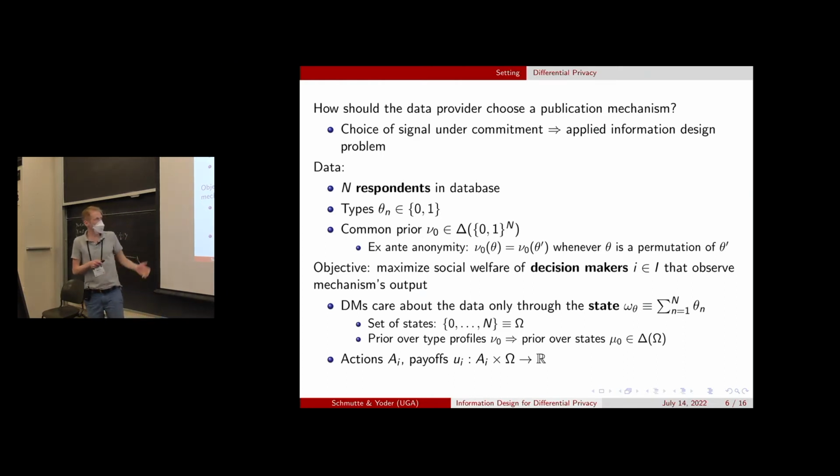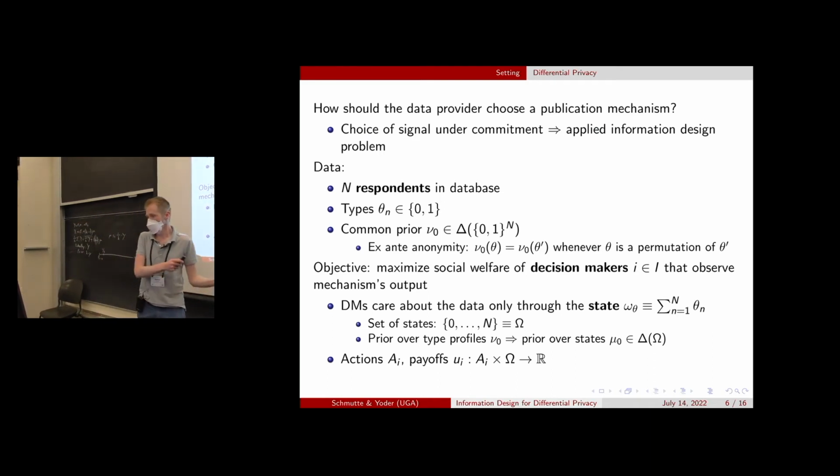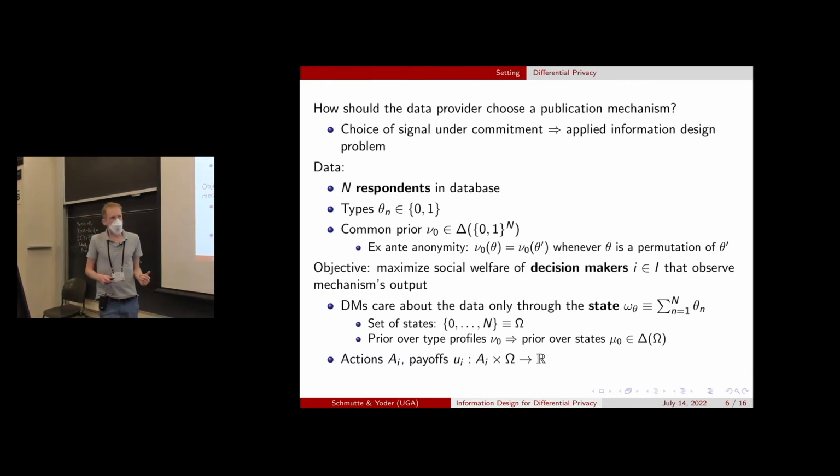Now, we've got n respondents, so our set of states is going to be the integers from 0 through n. You can have from 0 to n people be type 1 in this sample. And our prior over type profiles is naturally going to induce a prior over states, mu naught. Now, decision makers' payoffs depend on their own action and on the state. Importantly, they do not depend on the actions of other decision makers. So these decision makers are not playing a game. They have independent decision problems.